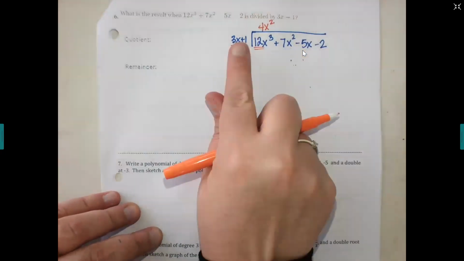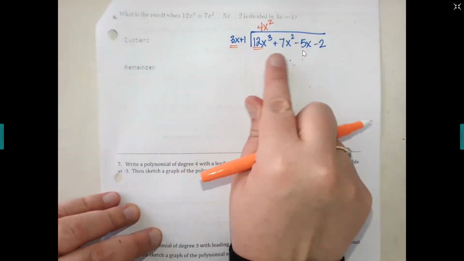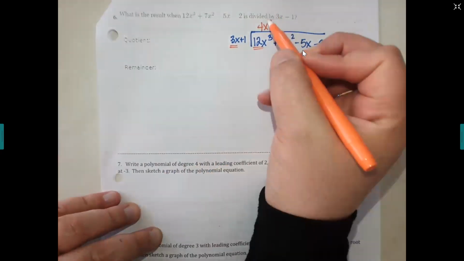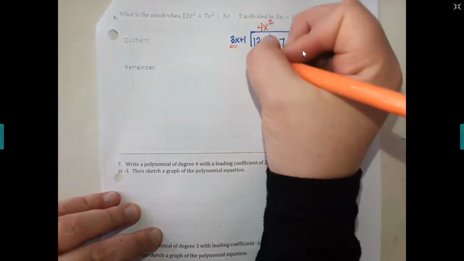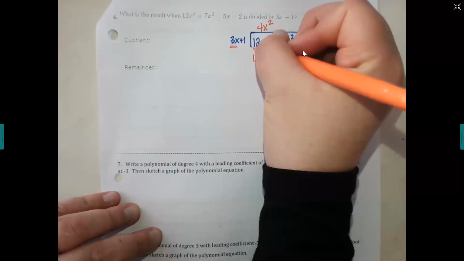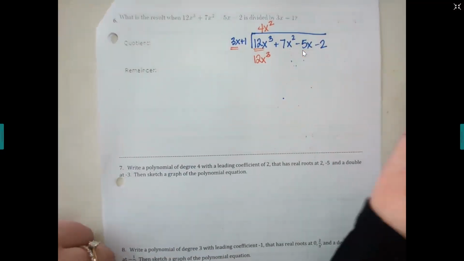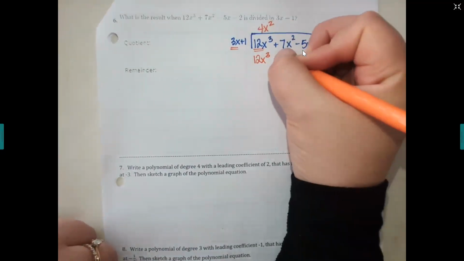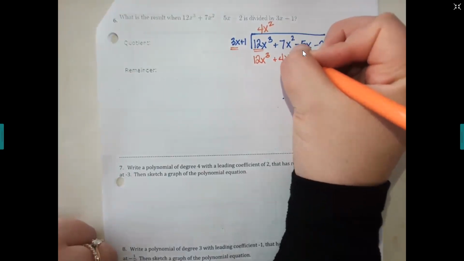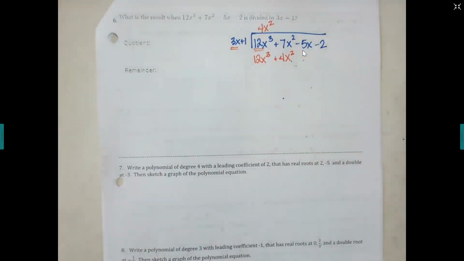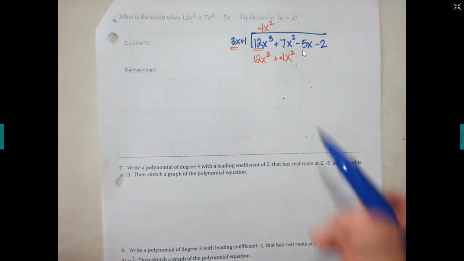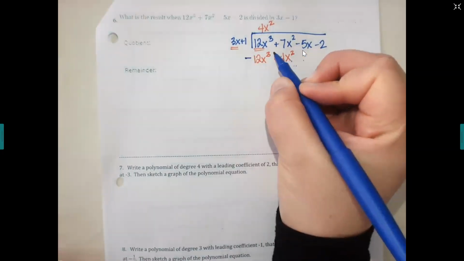And then remember, I times that by both of these and I lined it up on the bottom. So 4x squared times 3x is a 12x cubed. Remember, we wanted that to happen. And then 4x squared times 1 is a plus 4x squared. Before I combine those rows, I have to remember to switch the signs. So this becomes a minus and a minus.